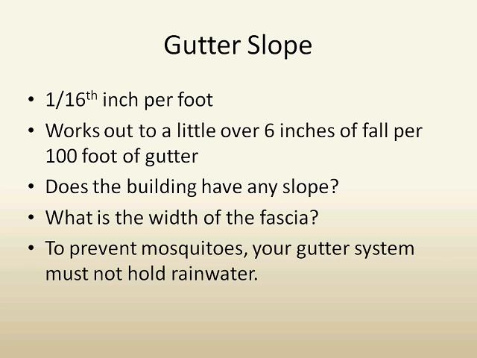All right, gutter slope. 1/16 per foot is kind of the standard. It works out to a little over 6 inches of fall per 100 foot of gutter. So why is that important? Well, you need to think about, does the building itself have any slope? And what's the width of the fascia board that you're attaching the gutter to?